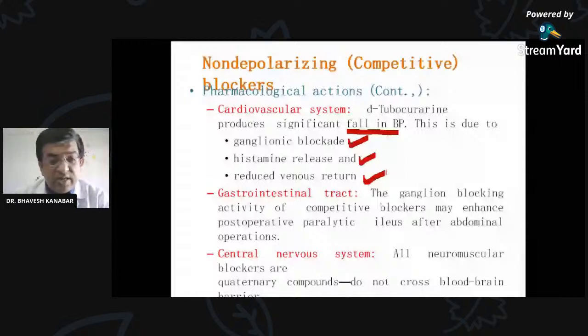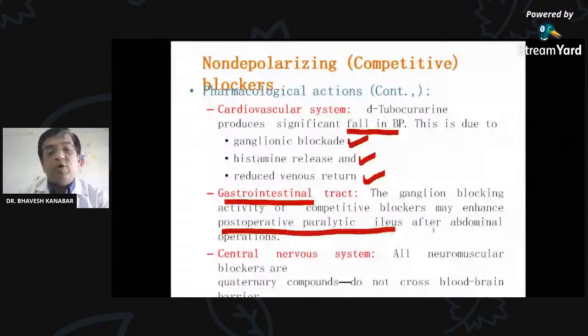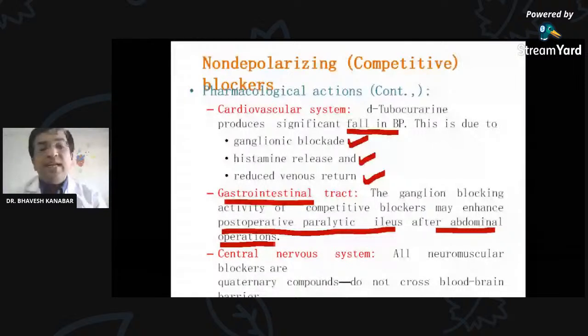Then on GIT, second action is on GIT. It blocks ganglia; the ganglion blocking activity of the competitive blocker may enhance post-operative paralytic ileus after abdominal operation. So this is another side effect. Post-operative, that is after surgery. Paralytic ileus means ileum becomes paralytic. Ileum is also composed of muscle. Here it is smooth muscle.